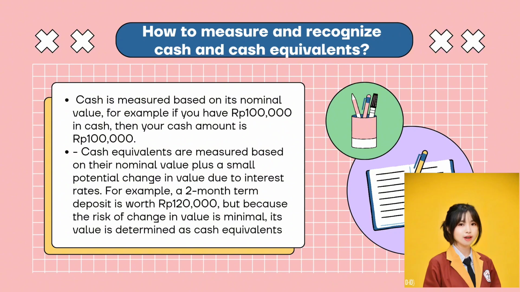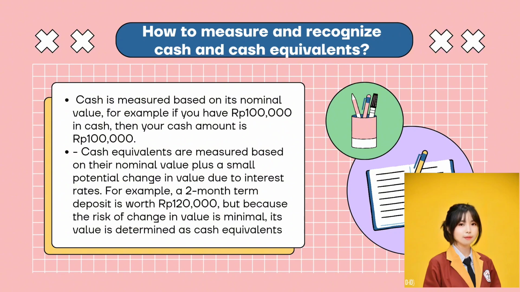Cash transactions are recognized when the transaction occurs, whether it is a receipt or an expense. For example, if you receive 50,000 Indonesian rupiah in cash, then your cash amount will increase by 50,000 Indonesian rupiah. Cash equivalent transactions are recognized when the investment can be converted into cash in a certain amount without facing a significant risk of change in value. For example, if you have a 2-month term deposit of 60,000 Indonesian rupiah that can be converted into cash at no additional cost, then your cash equivalent will be recognized at 60,000 Indonesian rupiah.